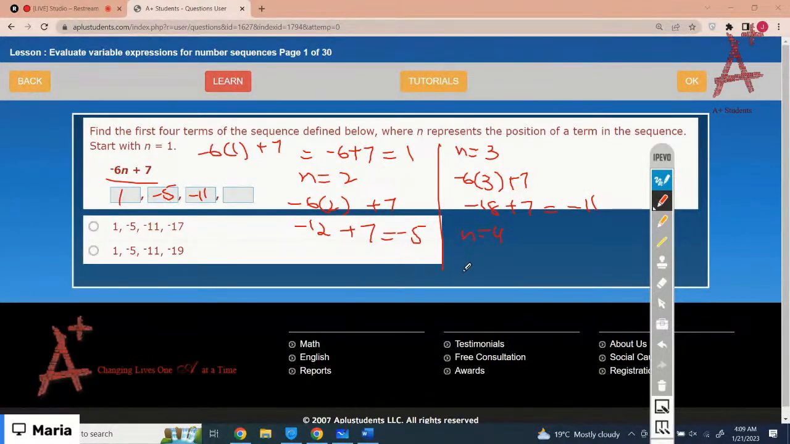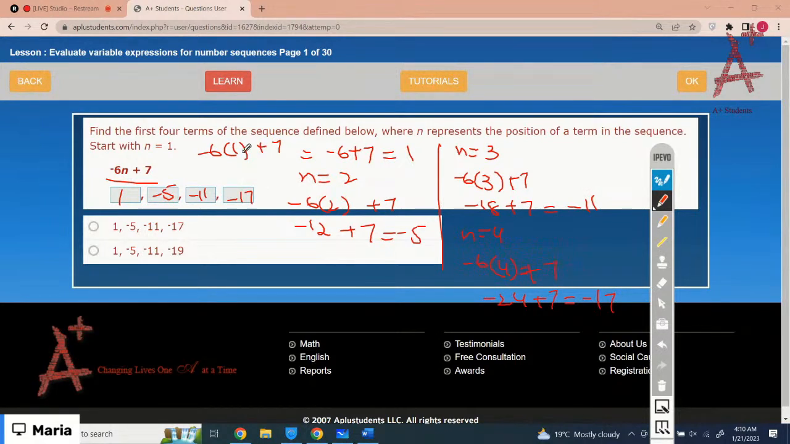Okay, you have to calculate the fourth term. The next one is n equals 4. So replace the n with 4. It would be negative 6 times 4, which is negative 24, plus 7. Got it? Negative 24 plus 7 is negative 17. That means the fourth term in the sequence is negative 17.